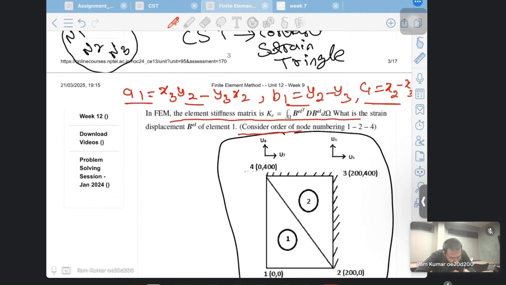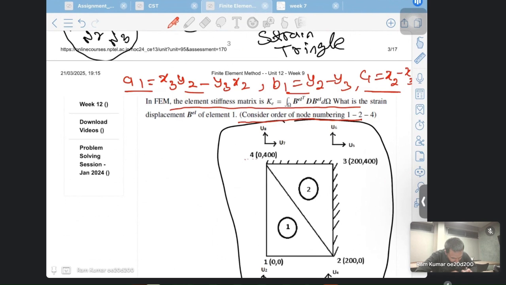Consider the order of node numbering 1 to 4. They are saying to consider the anti-clockwise direction. So in this way it will be 1, 2, 3, and for the other element 1, 3, 4. That is okay.